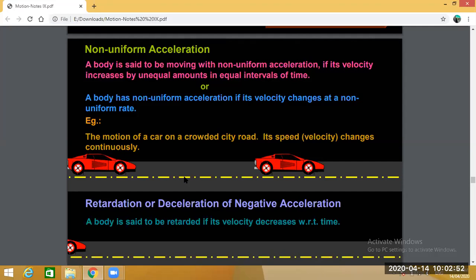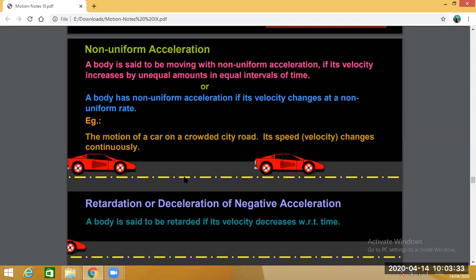So a body is said to be moving with non-uniform acceleration if its velocity changes by unequal amounts in equal intervals. That is, a body has non-uniform acceleration if its velocity changes at a non-uniform rate. As for example, the motion of a car on a crowded city road. Sometimes the speed of the car increases, sometimes decreases, again sometimes increases, sometimes left, sometimes right.